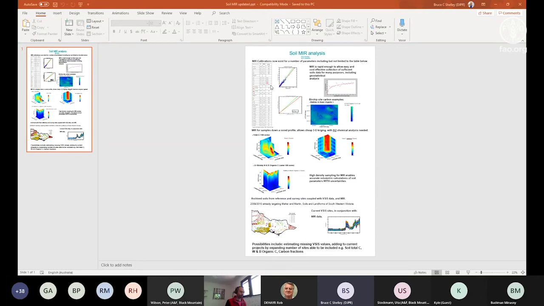Calibration, we've got 35,000 samples in the Victorian Soil Archive. We actually have more than that, and the extras have been scanned, but the additional ones don't have a lot of analytical data associated with it.